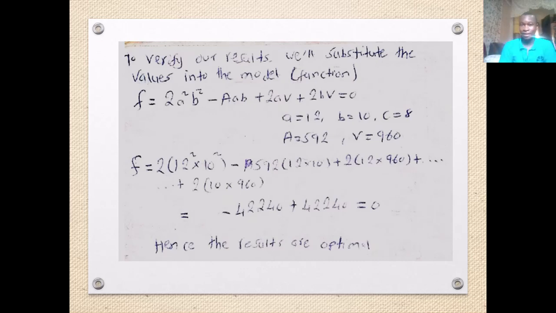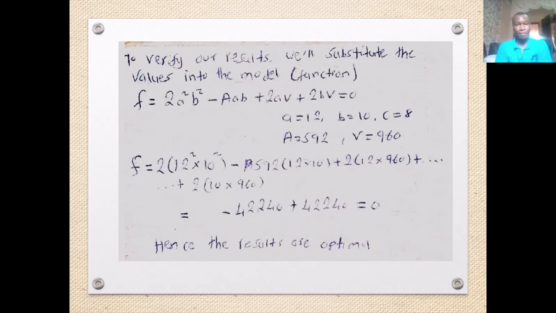So with my computation, I used the first possibility, which is A is 12, B is 10, C is 8. A I was given as 592, V I was also given as 960. Inserting that, I'm going to have negative 42,240 plus positive 42,240, which is going to cancel out, and then you're going to have 0. This means our results are optimal. Having verified that, we can happily say that our computations are optimal, and this kind of measurement is going to give us more income as required by the company.